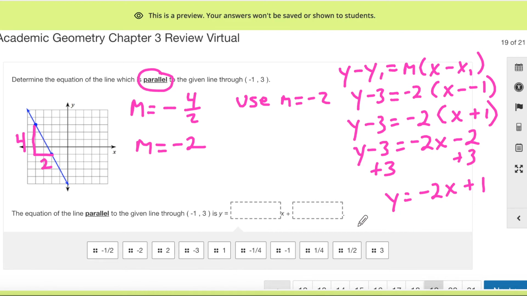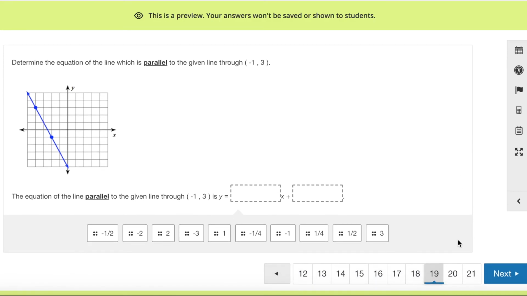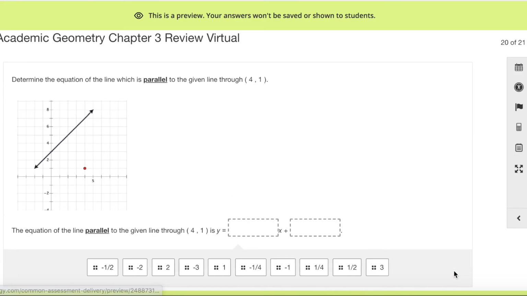And then once I get my slope intercept form, I'm going to drag and drop -2 again, coincidentally, goes in here. You're not looking for 2x because the x is already provided. And +1 goes in the back. Okay? I believe we have 2 more examples like that. So I'm going to follow the same steps. Okay?